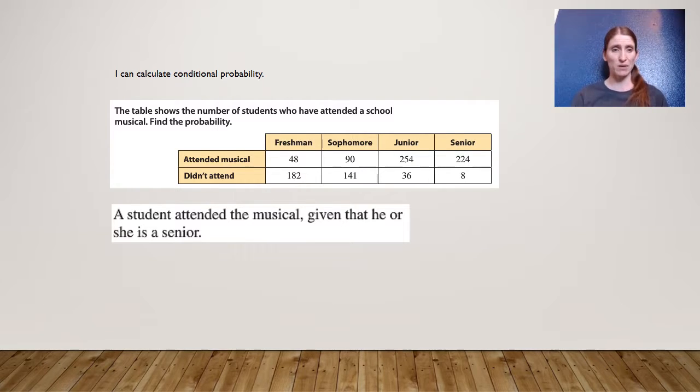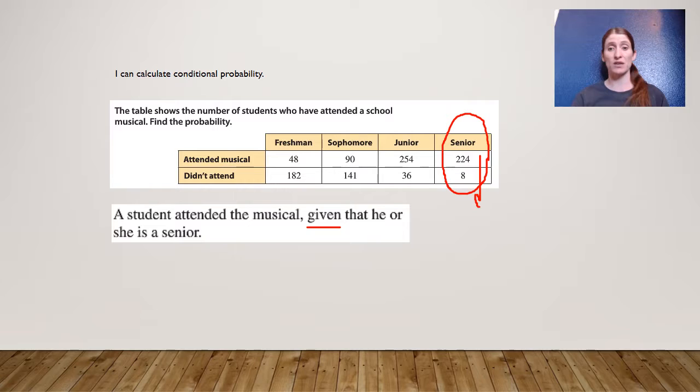All right, let's look at one with a table now. So here's my table. It says the table shows the number of students who have attended a school musical. Find the probability a student attended the musical given, there's our given, that he or she is a senior. Okay, so right now I'm going to go to my given and circle what it said. My given says that he or she is a senior. So those are the only numbers I'm working with, guys. That's it. I can ignore the rest of the information on the board.